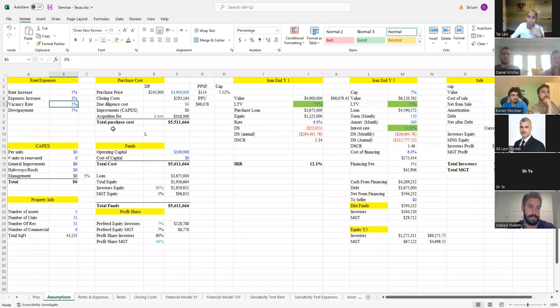Since it's a big enough deal, I'm using a vacancy rate of 5%. And then, how much of a down payment I'm willing to do. So in this case, I'm willing to put a 5% down payment. I wrote down 5%, then it calculates for me. After that, I don't need to think how much is 5% of $4.9 million. Okay.